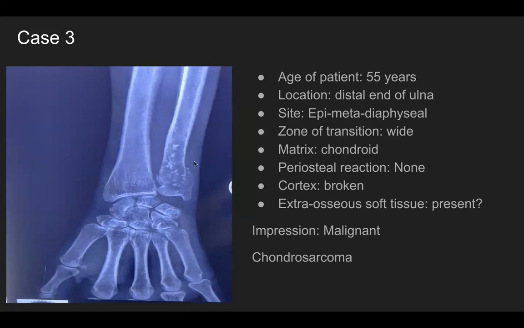There was no periosteal reaction, but there was a break in the cortex, and we were unsure whether there is an extraosseous mass, but definitely there was a break in the cortex without any history of trauma. So this is a clear-cut malignant tumor, 100%, and this is none other than chondrosarcoma, very typical. The only cartilaginous tumor to be malignant is chondrosarcoma.